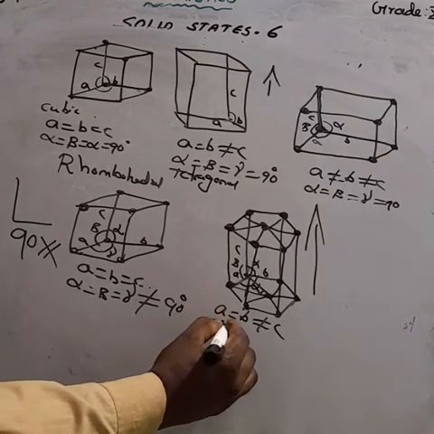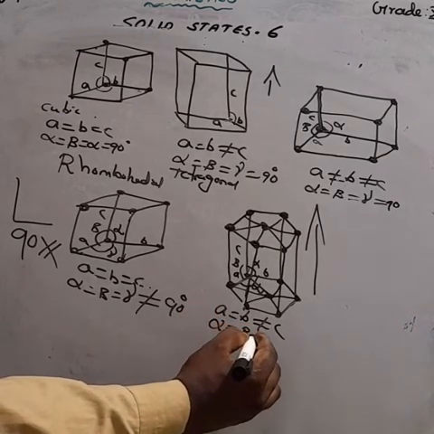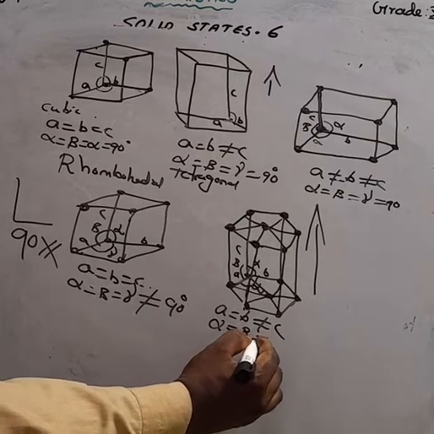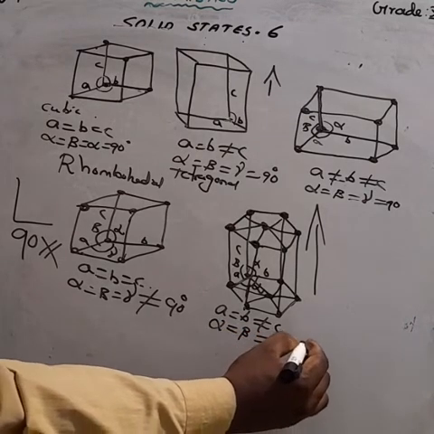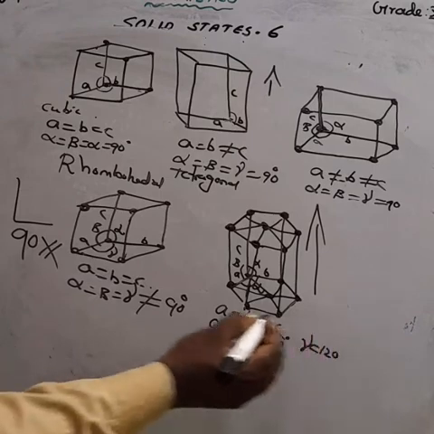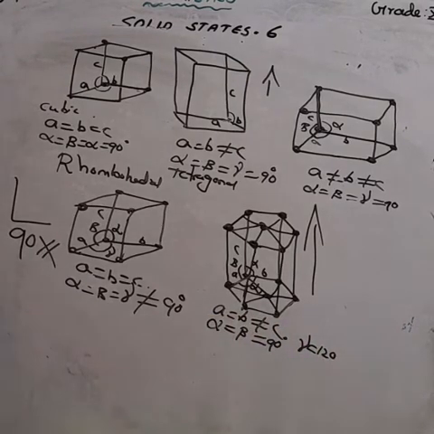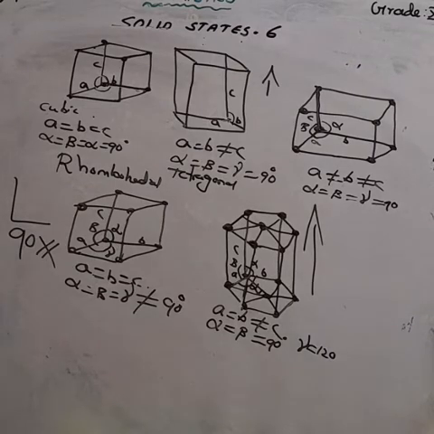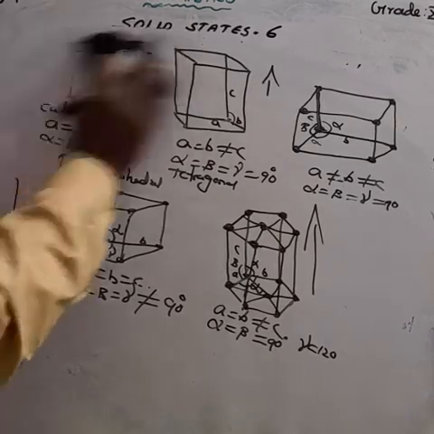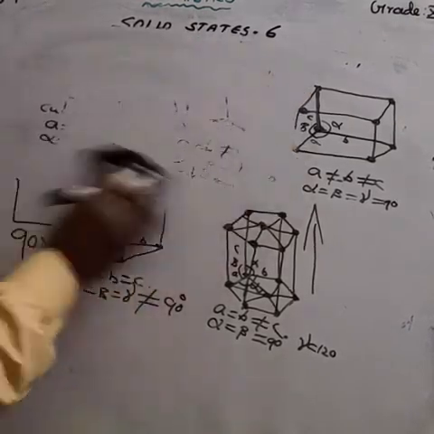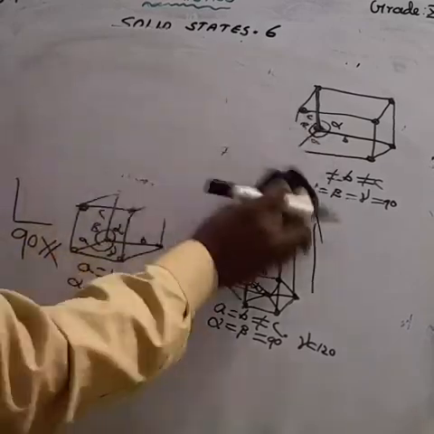Alpha is equal to beta, that is equal to 90 degrees, but gamma is equal to 120 degrees. A and B are the same length, but C is not the same length. Alpha and beta are the same angle, 90 degrees, but gamma is equal to 120 degrees. That's about the hexagonal. Next, the monoclinic.